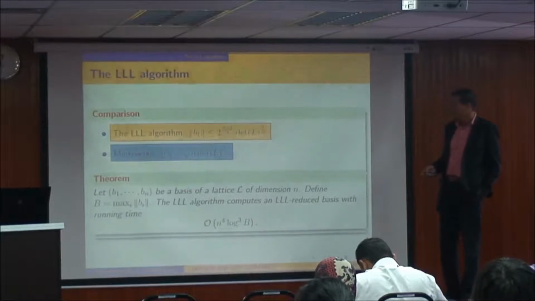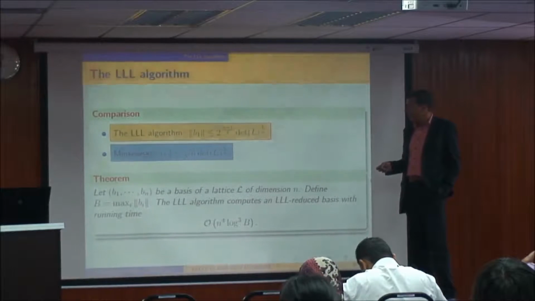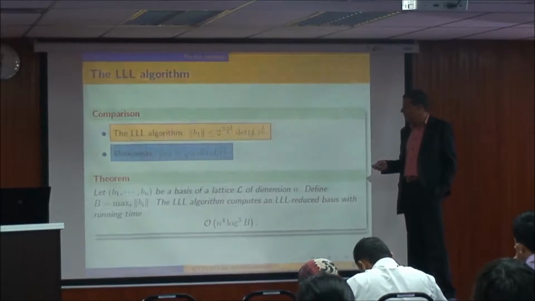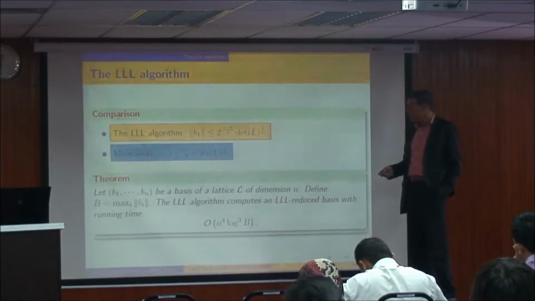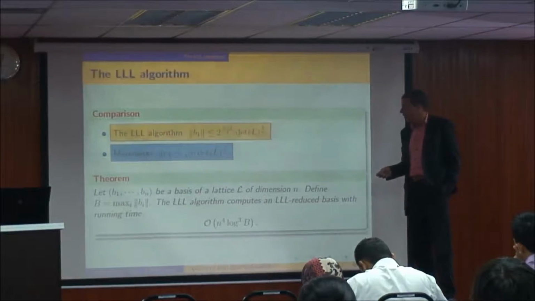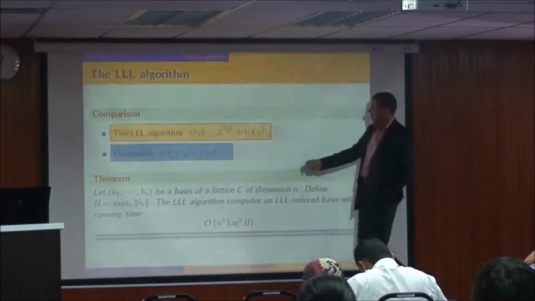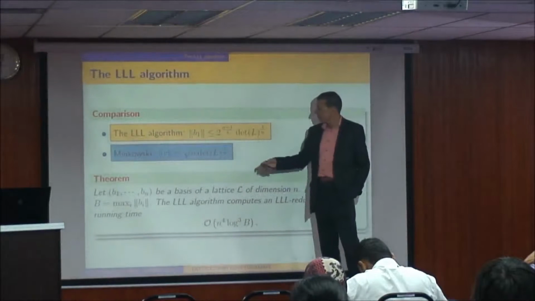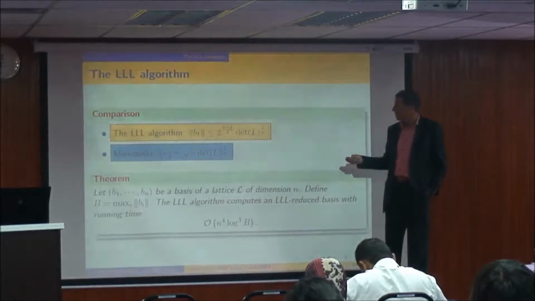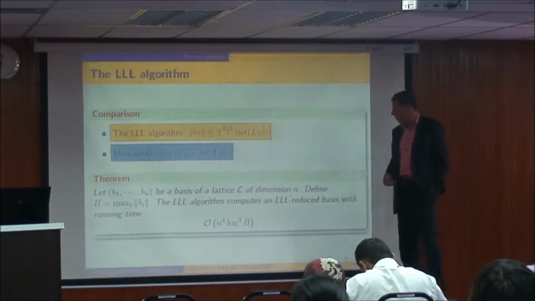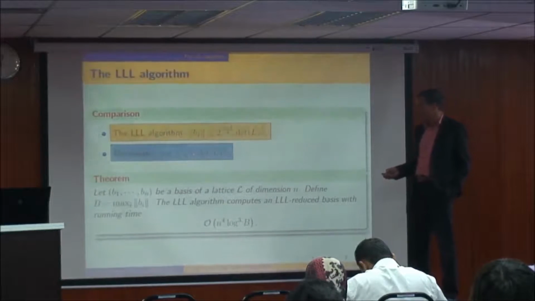So we can compare the LLL algorithm bound with the theoretical bound from the Minkowski theorem. This is the bound with the LLL algorithm, and this is the theoretical bound, and we can find that in fact this one is very small compared to this one. So this is square root of n, which is smaller, and this is 2 to the (n minus 1) over 4, which is generally larger than the square root.